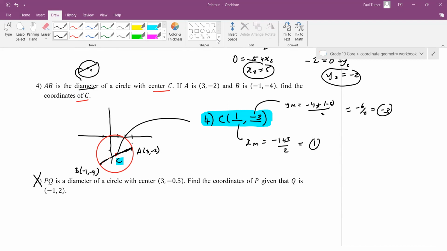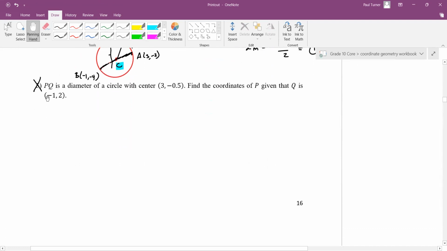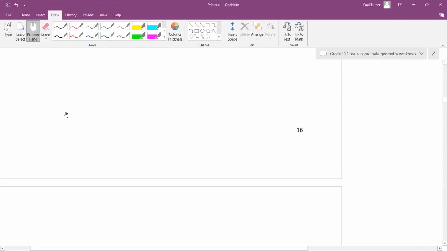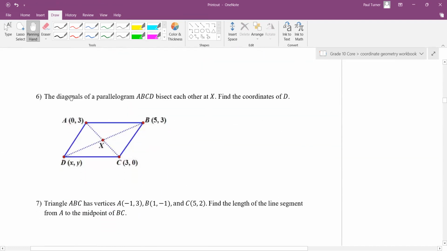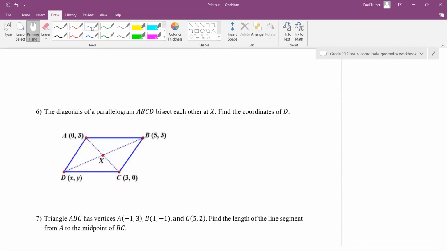1, -3. Yeah, looks okay. So let's go down a bit. Skip 5, it's a circle problem, same idea. Now, parallelograms. Important thing about parallelograms and the rhombuses.